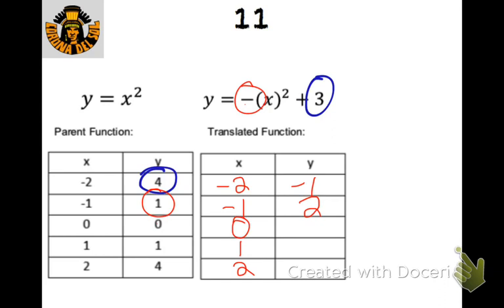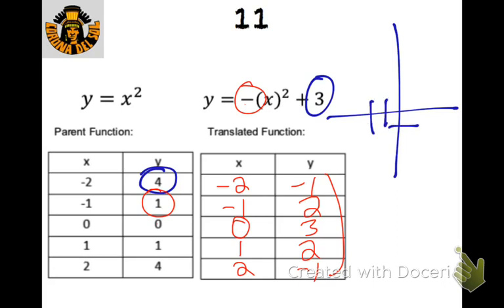0 times a -1, that's still 0 plus the 3, so that's 3. 1 times a -1, that's -1 plus 3, that's 2. 4 times -1, that's -4 plus 3, so that's -1. Look at the symmetry that's here, so that's got to be the case, okay? So then we just plot our points.